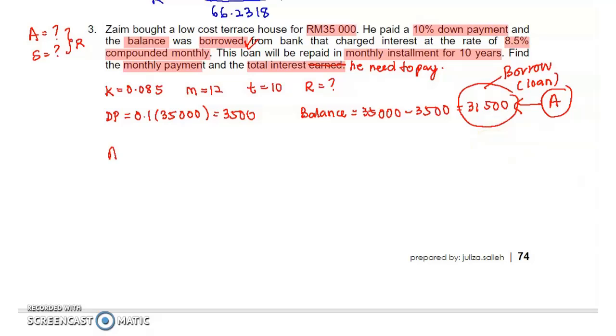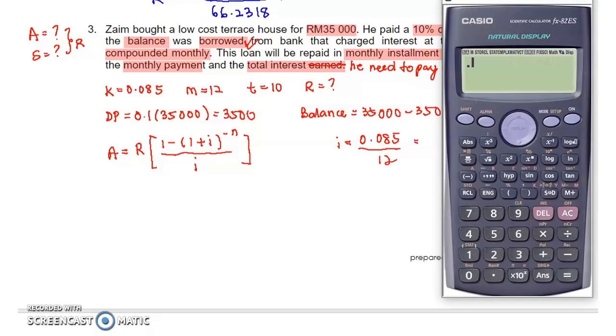A equals R multiplied by [1 minus (1 plus I) to the power of negative n] divided by I. So be careful with the formula. Make sure you write the correct formula. Now let's calculate the interest rate per interest period, which is value I: 0.085 divided by 12.